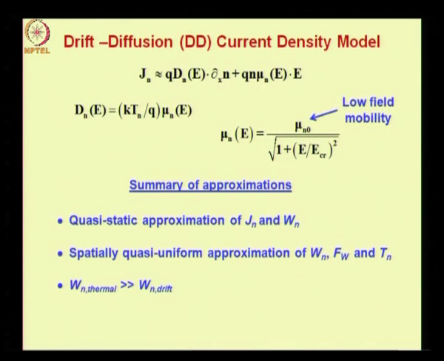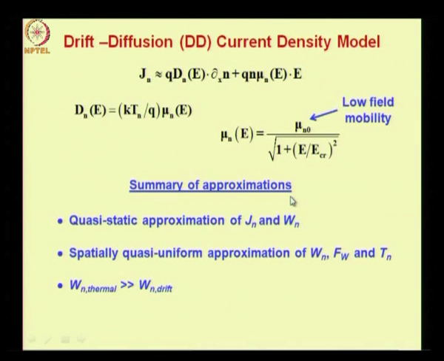So, here is a summary of this model. The equation for current density has only two terms, diffusion and drift. You have an expression relating the diffusion coefficient to the mobility, both are dependent on the electric field, and the electric field dependence of mobility is given by this formula, where the mu suffix n0 is called low field mobility.